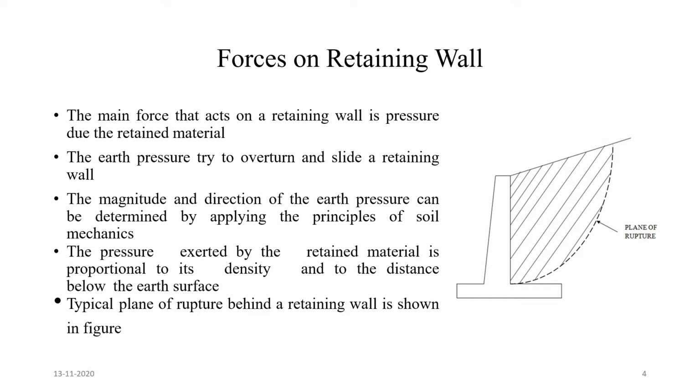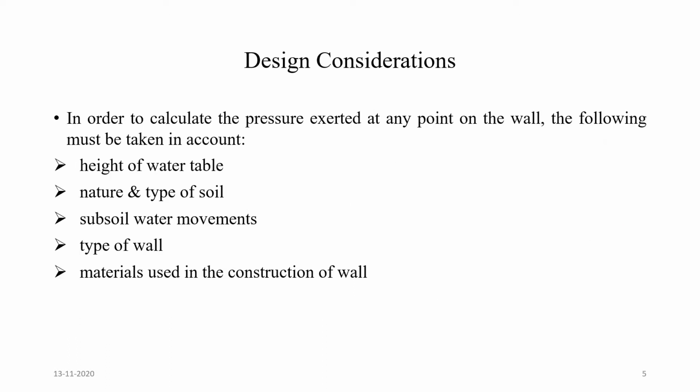Next one, force on the retaining wall. The main force that acts on a retaining wall is pressure due to retained material. The earth pressure tries to overturn and slide a retaining wall. The magnitude and direction of the earth pressure can be determined by applying the principles of soil mechanics. The pressure exerted by the retained material is proportional to its density and to the distance below the earth's surface. Typical plane of rupture behind a retaining wall is shown in figure.